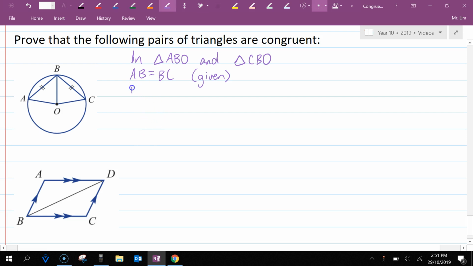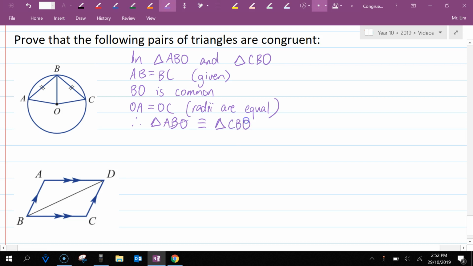We can also see that BO is common. And we can also see that OA is equal to OC because in a circle, radii are equal. Therefore, triangle ABO is congruent to triangle CBO, SSS.